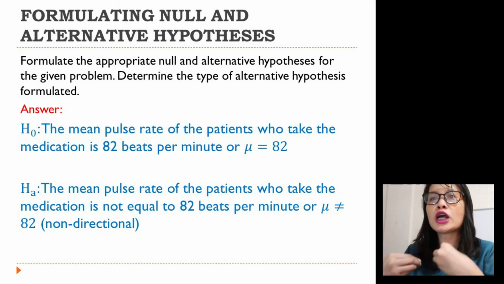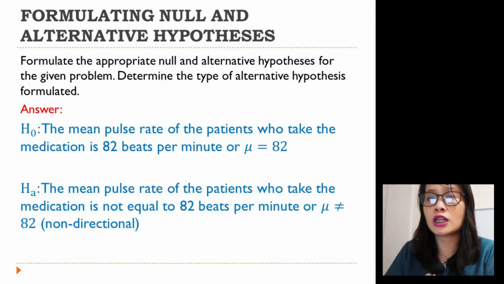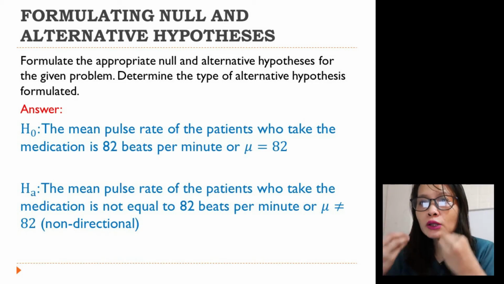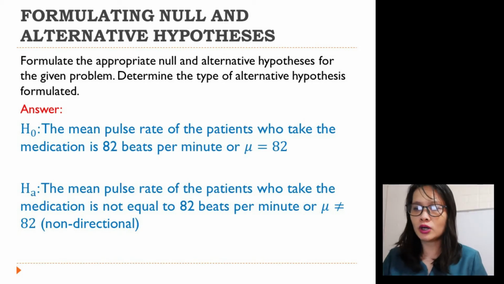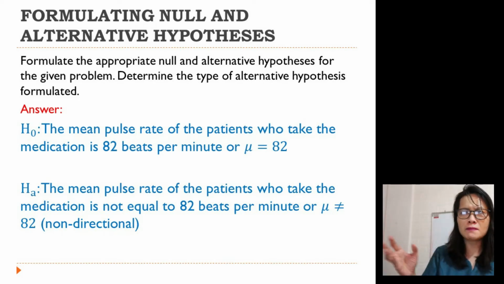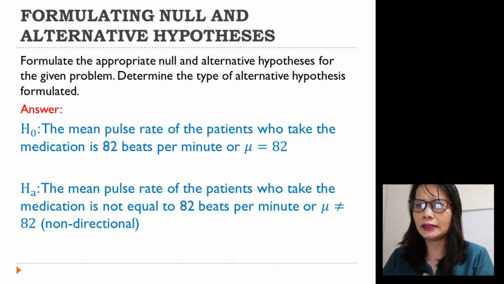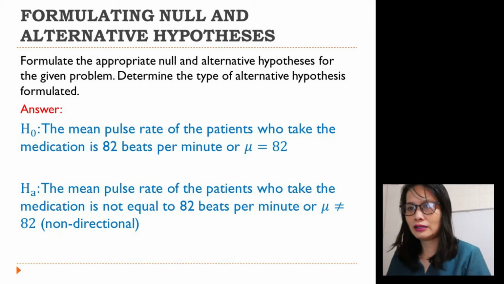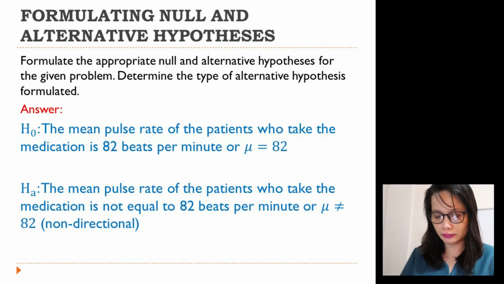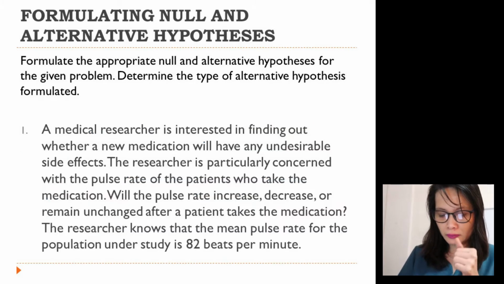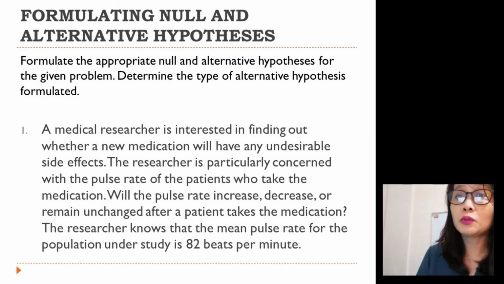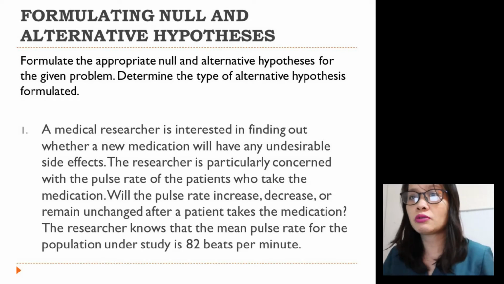Now, what would be your alternative hypothesis? When we say alternative hypothesis, the researcher predicts what will happen. So what will be your HA? Anyone? Going back to the problem, anyone can give me the HA? When we say alternative hypothesis, you're referring to the researcher's prediction. What will happen? Ano ba yung prediction ni researcher? Anyone? Can anyone answer my question?